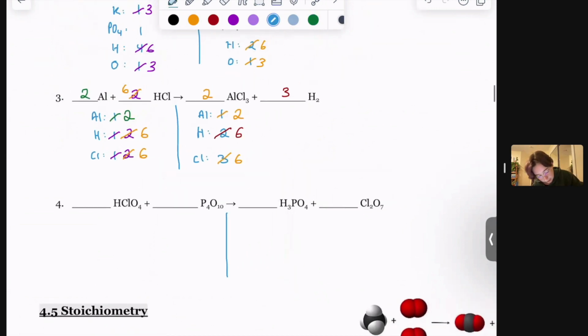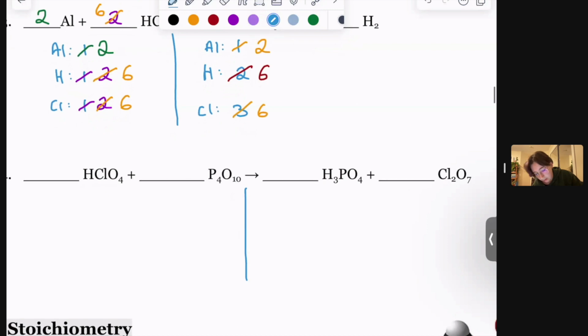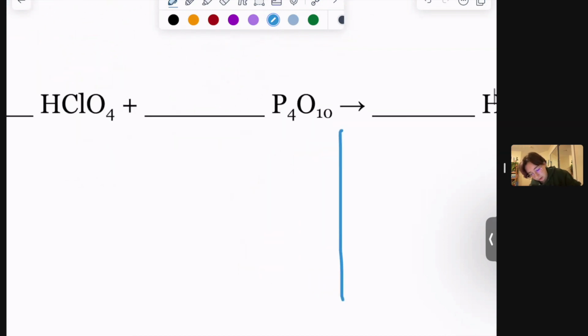Okay, looking at this guy, you might recognize a few polyatomic ions, but there's no polyatomic ions that are on both sides. So I can't actually count the polyatomic ions as a unit because it's not a constant on both sides. So instead I'm going to count each element on its own.